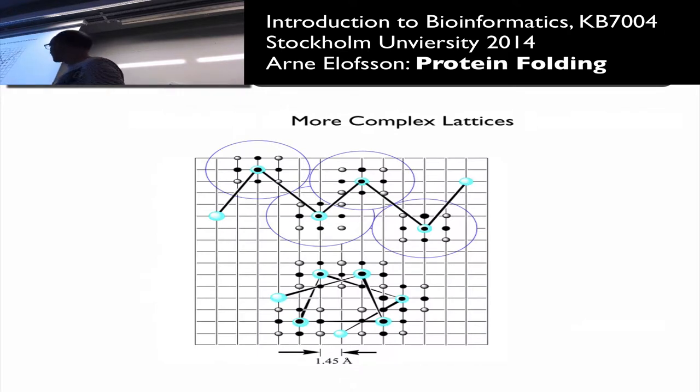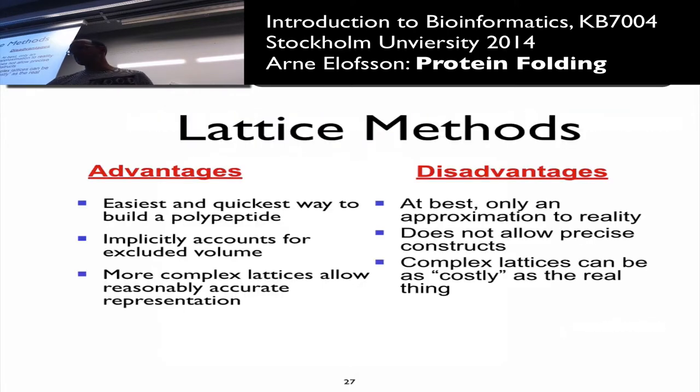And you can put side chains here also, where the side chain goes in one direction. The good thing is, there are some advantages. Particularly, they are much faster than an offline approach, if you do it correctly. They are very fast. Another thing is that they implicitly exclude volume. When you do protein folding, you don't want two atoms to collide, and in a lattice you know they can't collide, because the site is already occupied.